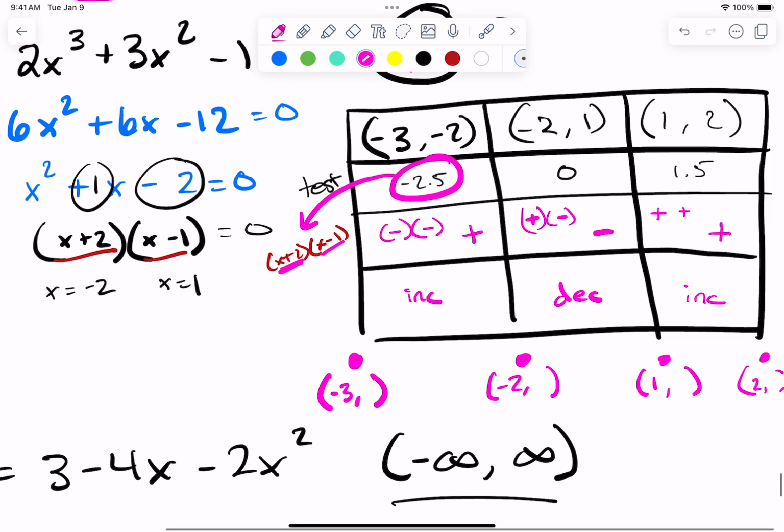Now, when we're doing all of these things together, we're trying to find absolute max and absolute min. We've got to plug them in. We've got to figure out which ones are highest and lowest. And that's our abs max and abs min.